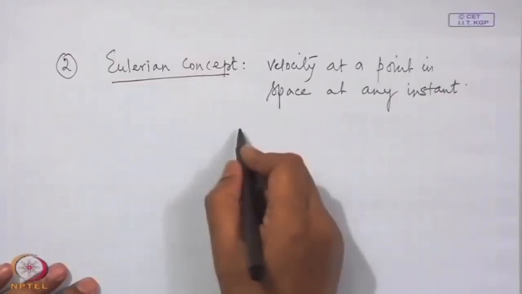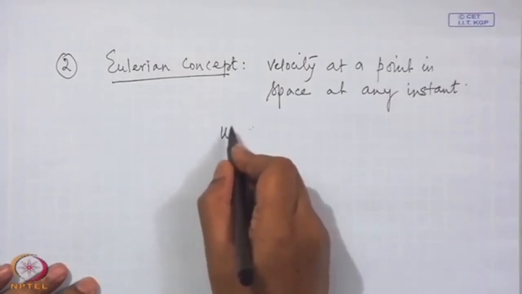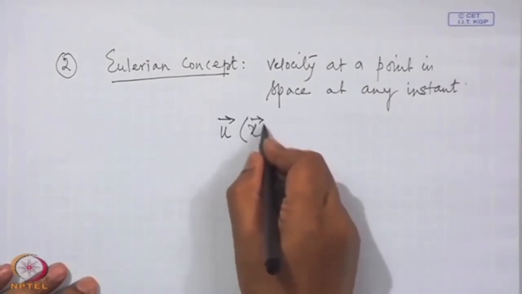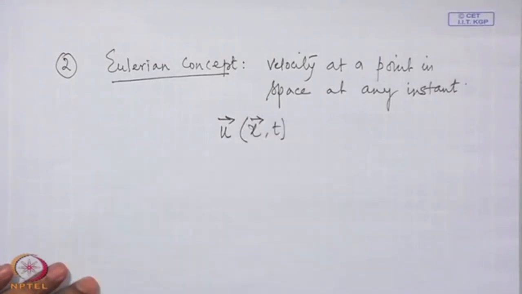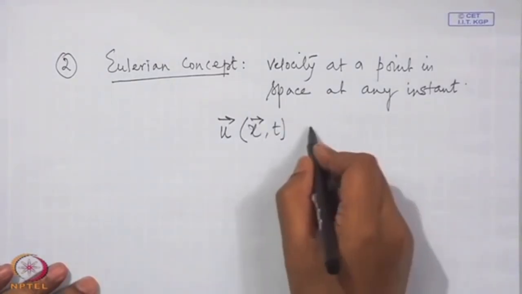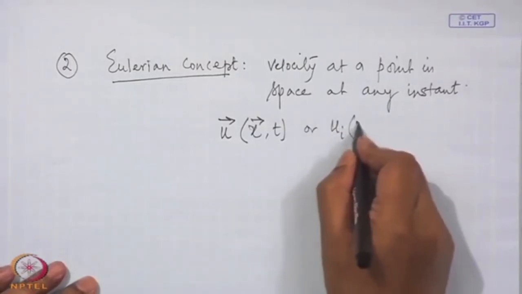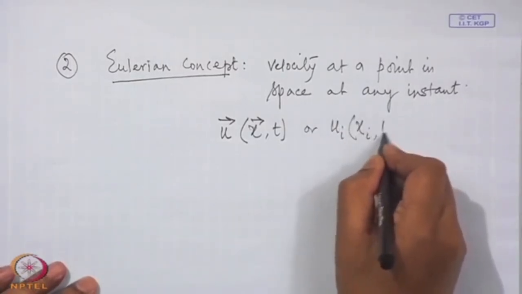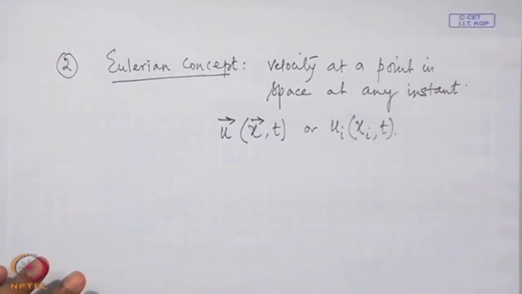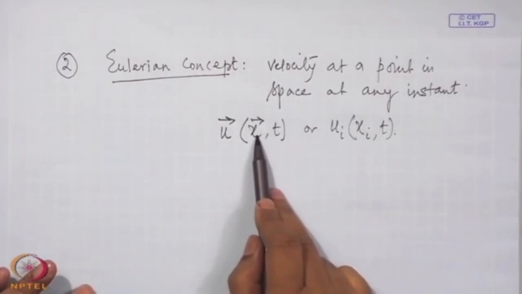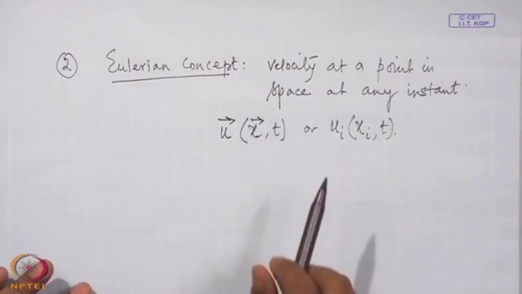So, here the velocity we will define by u as a function of x and t, or in our initial notation u_i(x_i, t). Now, x, y, z, remember in this case, this x is not the position vector of a particle, but just the position vector of a point in space.